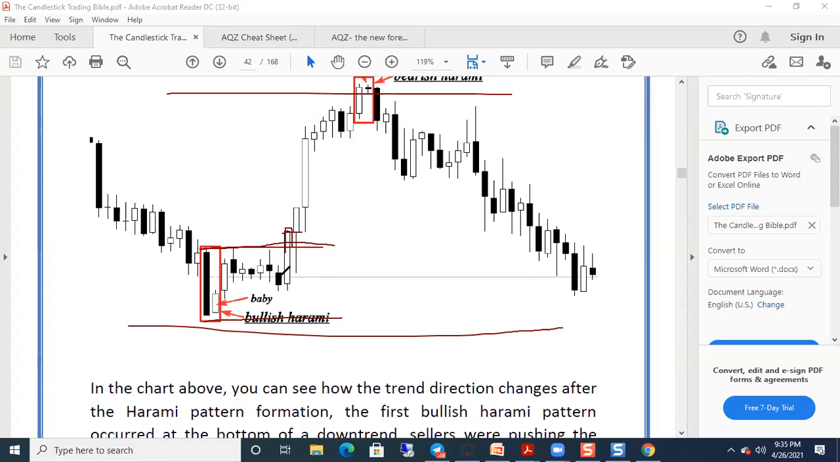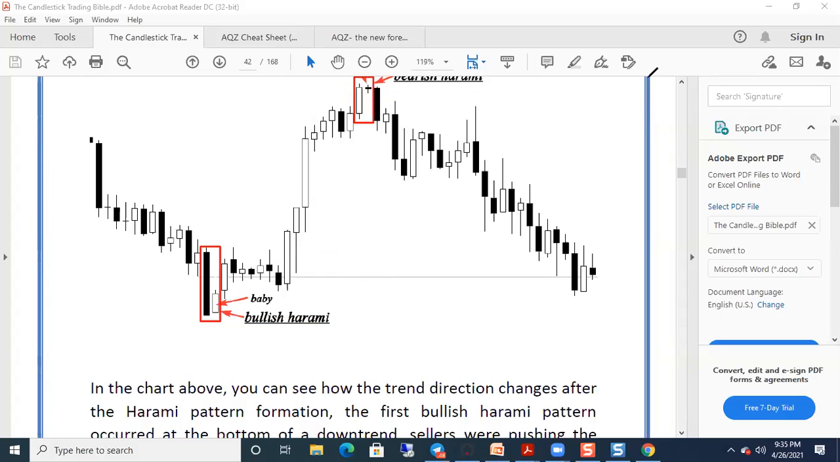Again, AQZ will give us a very sweet entry at the preferred entry. So anywhere within that point, we are basically buyers, right? Again, inside bar.